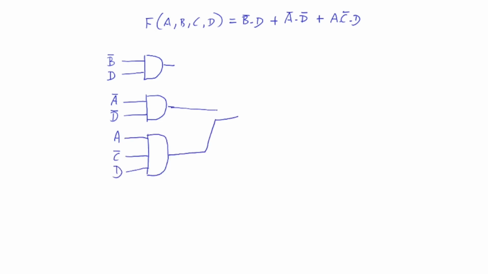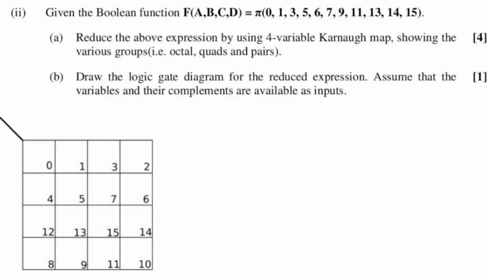And then we'll have an OR gate in the end. And do not forget to label it with the character F. So this is the second part of our answer. And now it's time to move on to the next question.